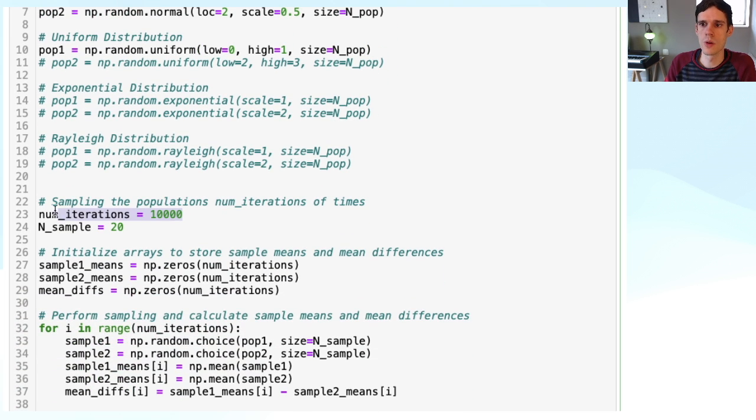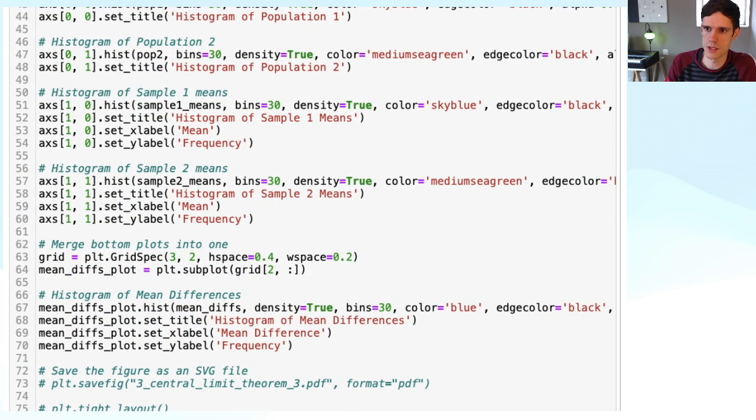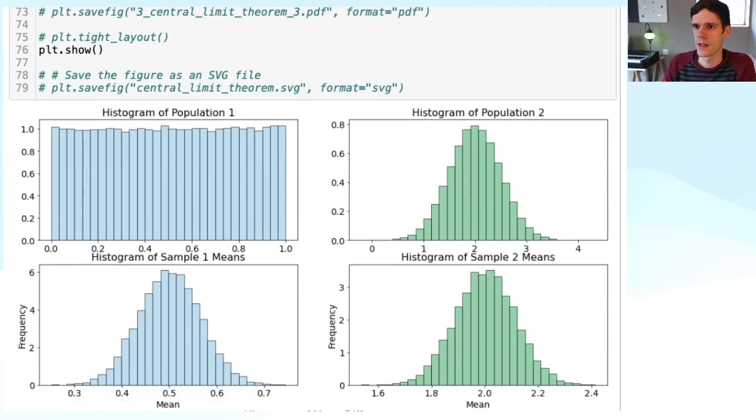Here we set the number of samples that we will take from each population, and this is the sample size, the number of data points in each sample. And the rest is all exactly the same. We don't have to change anything. So we can just run this cell. And now we see the same thing as before, but with a population that is clearly not normally distributed. Here, population 1 is uniformly distributed. It's just a large rectangle between the values 0 and 1.